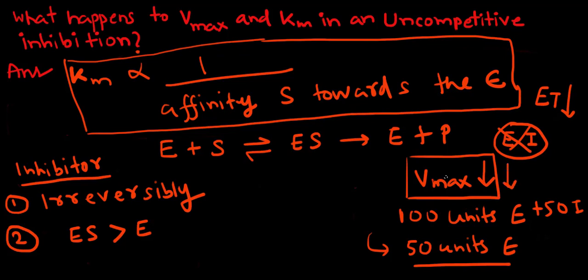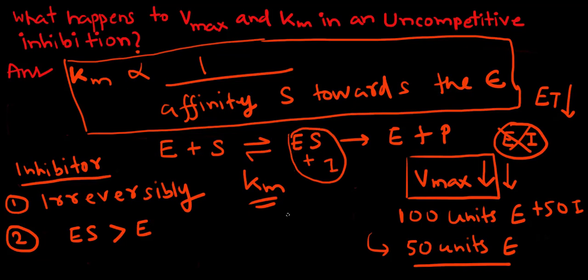Now you tell me what is going to happen to the Km. Km depends upon the affinity of the substrate towards the enzyme, right? If affinity is more, Km is less. If affinity is less, Km is more, right? So in this situation, what is happening? The inhibitor has more affinity towards the enzyme substrate complex than towards the individual enzyme, right?